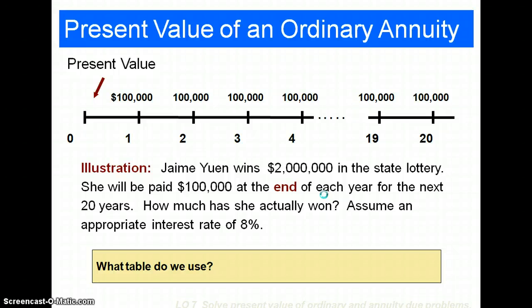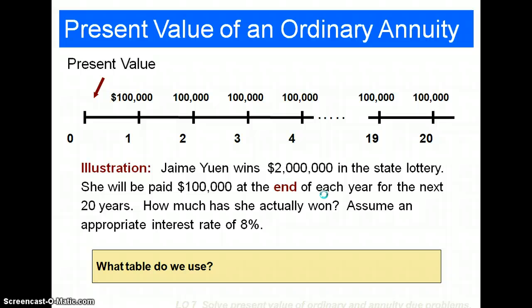Okay, so let's take a look at the various tables we might be using to find this. This is the present value of an ordinary annuity. Commonly this is referred to as table 4. So in this case, someone wins $2 million in the state lottery. She will be paid $100,000 at the end of each year for the next 20 years. How much has she actually won? Assume the appropriate interest rate of 8%.